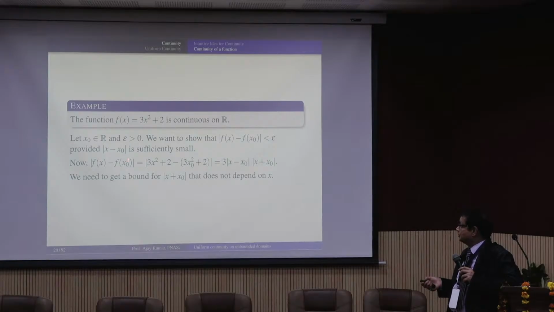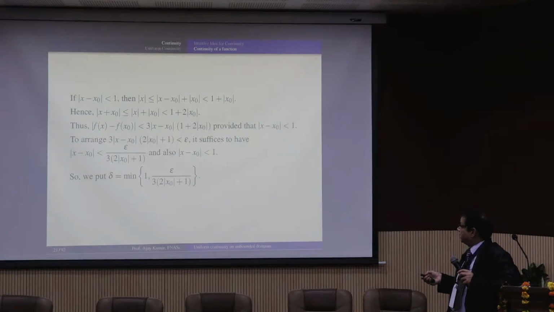I can show you how this is. Say f(x) is 3x squared plus 2, and so compute f(x) minus f(x naught), so you get this. So what I have to do is to bound this x plus x naught. Whenever x is close to x naught, this should be somehow bounded, so it should not depend on x. Okay, and that we can do.